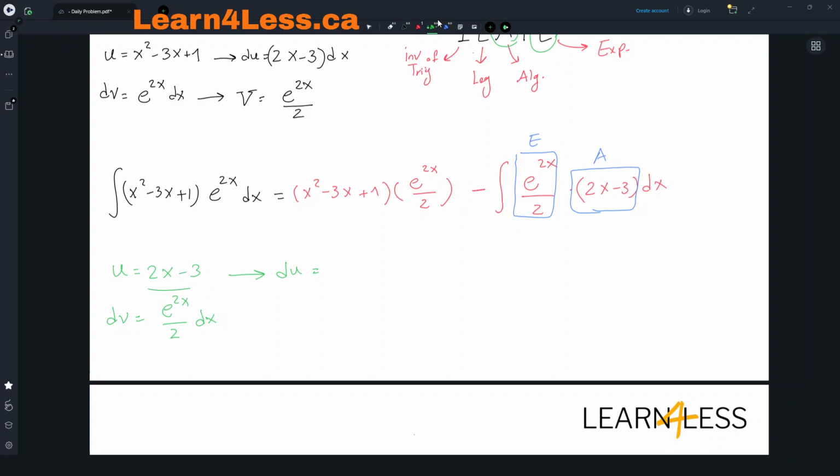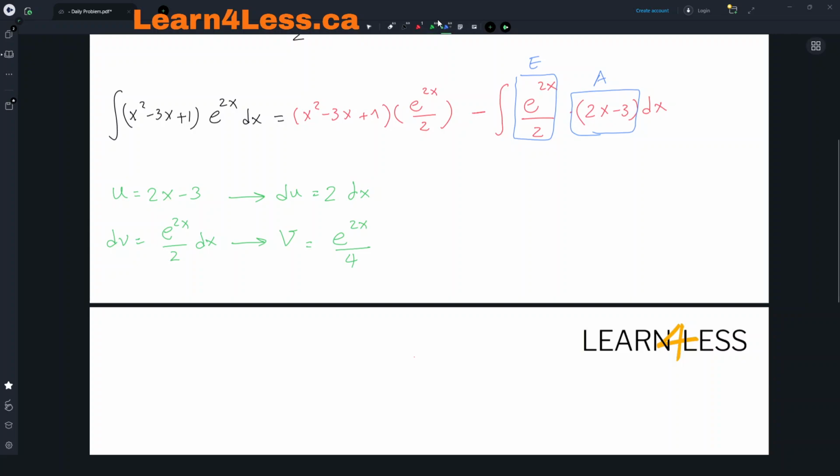Okay, du is equal to the derivative of this, which is 2 and dx at the end, and v here is basically the integral of dv, and the integral of e to the power of 2x over 2 is basically e to the power of 2x over 4. Every time we take the integral of e to the power of 2x, it would be e to the power of 2x over 2. So we already had 1 over 2, and another 2 comes out. It becomes over 4. Now again, we can take that integral by integration by parts.